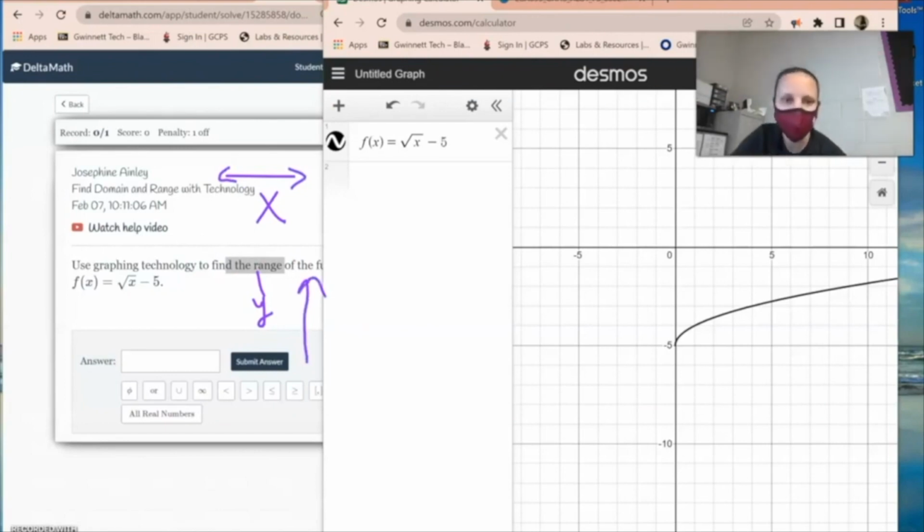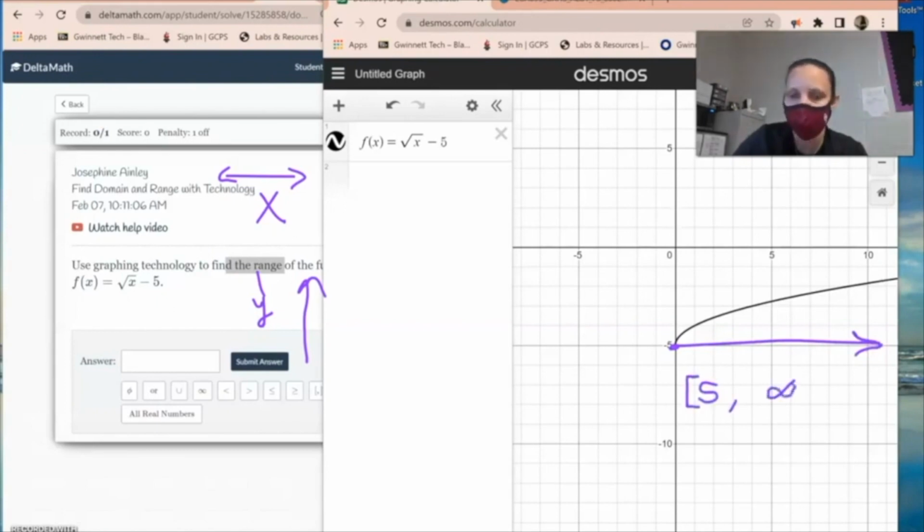So if my question was asking me for domain, where is my graph starting? Right here. And because I'm doing X, I'm going right and left. Where does it go? Like this. So it starts at 5. Does it include 5? Yes, it does. So that's closed. And where does it stop? Infinity. Okay, does it include infinity? No, because that's not a number.